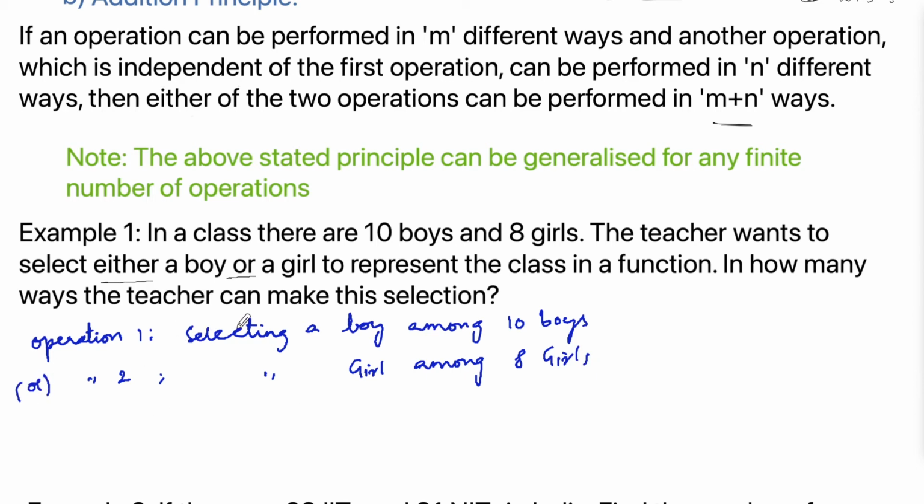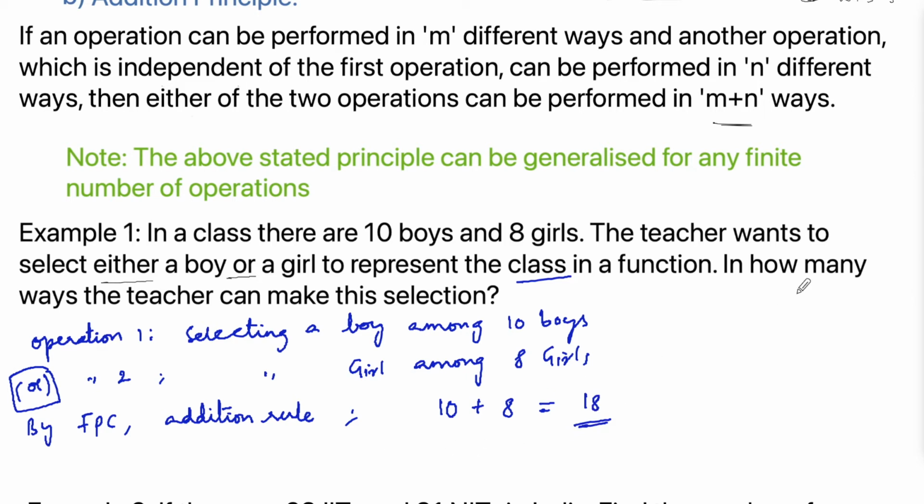So the teacher needs to make a selection of either boy or girl, only one student to be selected to represent the class in the function. So by the fundamental principle of counting, by FPC, by using the addition principle, without actually counting, we can use it here. Either 10 boys, operation 1, or, whenever you use or here, we should go with an addition, that is plus 8. So the total number of ways a teacher can select is nothing but 10 plus 8, which is equal to 18. So in how many ways can the teacher make this selection? 18 ways.